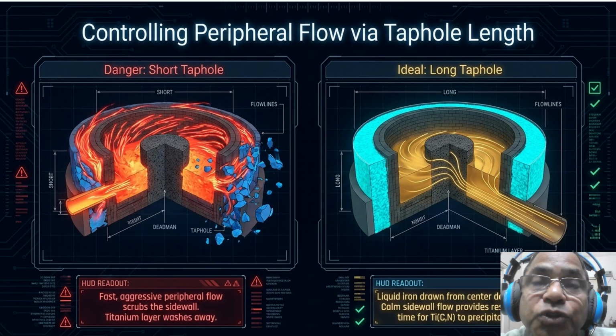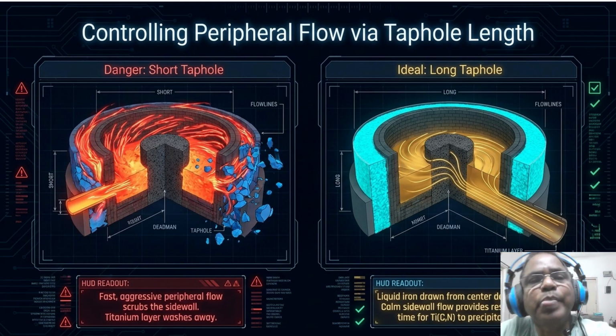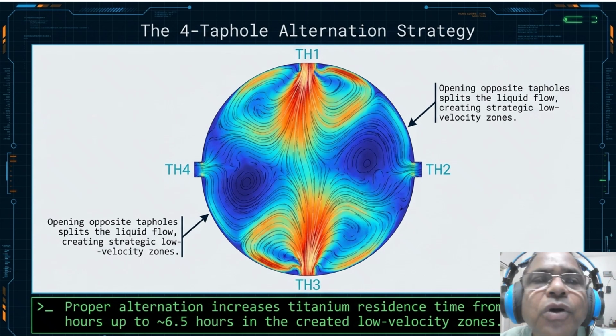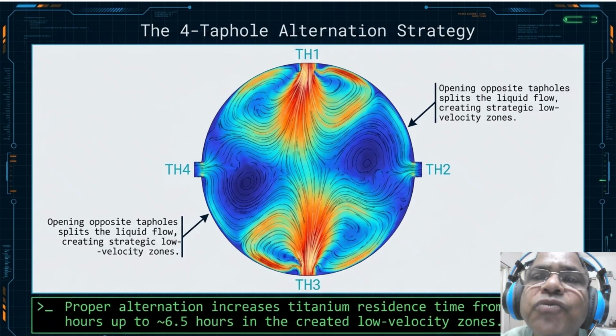which is very important to share with the audience. So the 4 taphole alternation strategy. With the 4 taphole, we have a unique opportunity to manipulate the liquid flow. So look at the blue and the orange streamline. By opening opposite tapholes such as taphole 1 and taphole 3, we actually split the liquid flow.